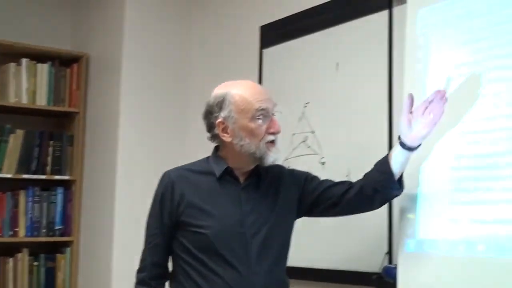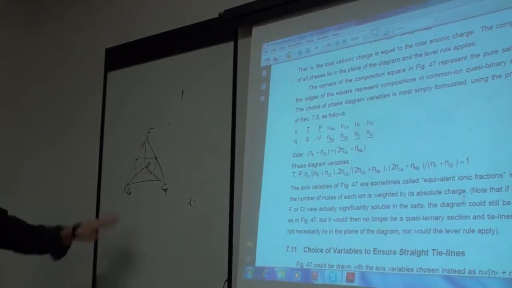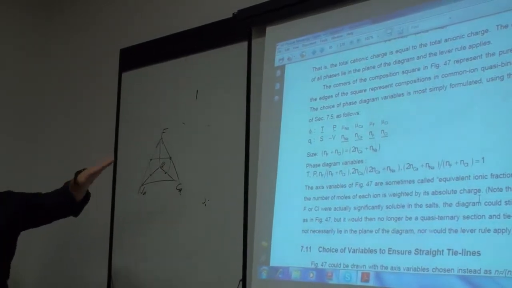The variable axes are called equivalent fractions, in which the number of moles of each ion is weighted by its absolute charge. Now, as I said, note that if sodium, calcium, fluorine, or chlorine were actually significantly soluble in the salts, or if you actually had a molten salt system in which the salts were not exactly on this plane, you could still plot the diagram that way, but then it would truly be an isopleth.